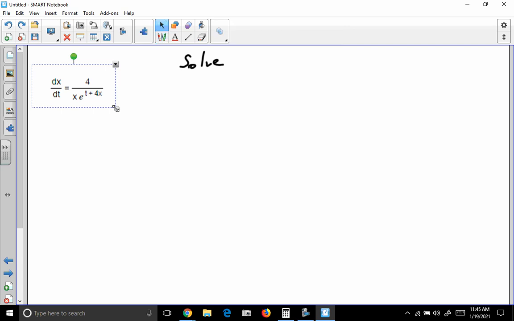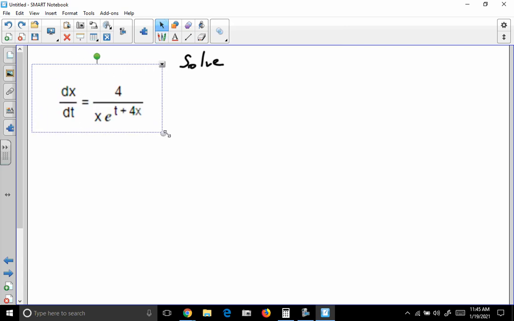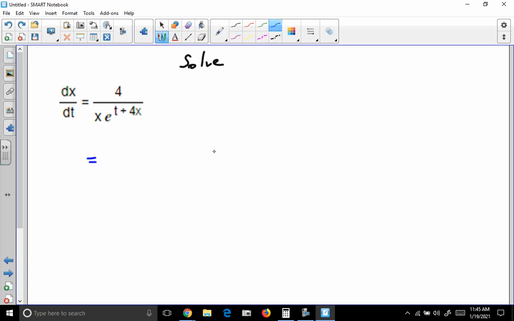Now, after we get past recognizing if we can separate something or not, then we have to actually get into, okay, if we can separate it, now let's come up with a solution. So this one, we need to write it where it can be separated. So similar to the previous one, let's rewrite our e as e to the t times e to the 4x.